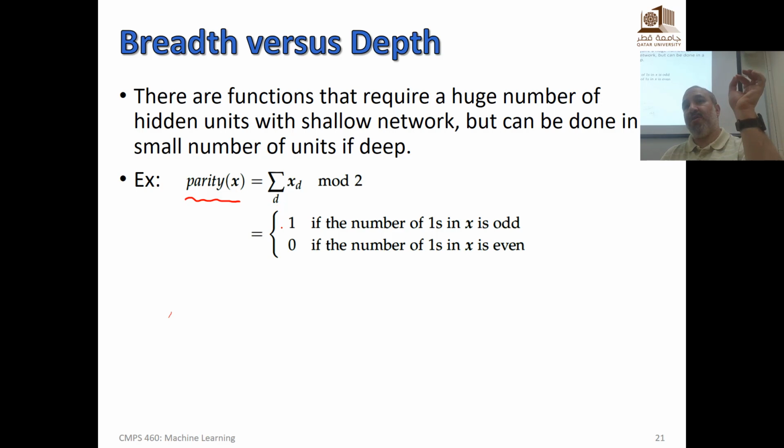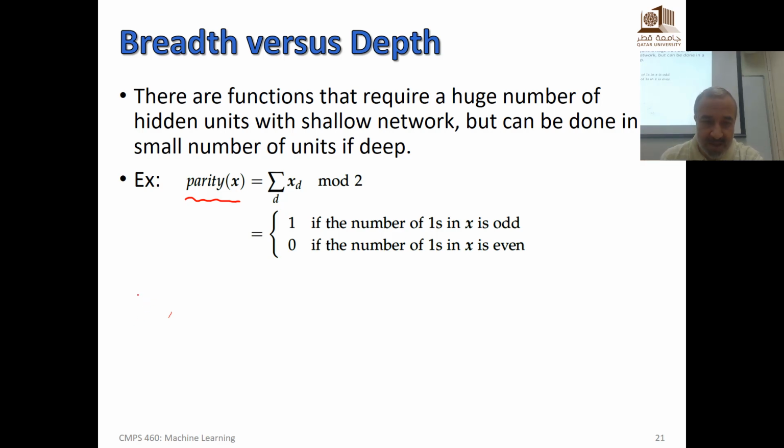We are given a number of bits, zeros or ones, and we want to know if we have an odd number of ones or not. If we have an odd number of ones, then the network or the classifier should say 1. Otherwise, it should say 0. It's very simple, right? We just need to count the number of ones. A two-layer network, just to do this counting, needs an exponential number of units. So many hidden units to do this computation.